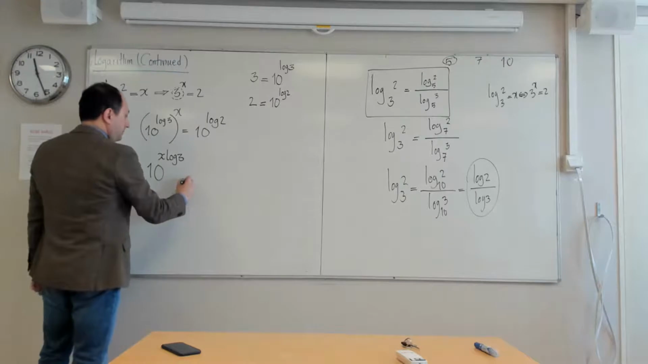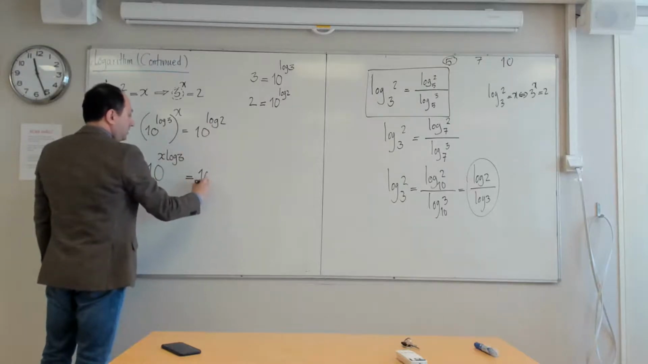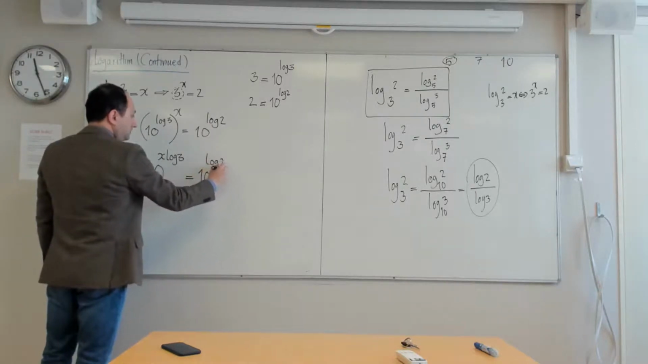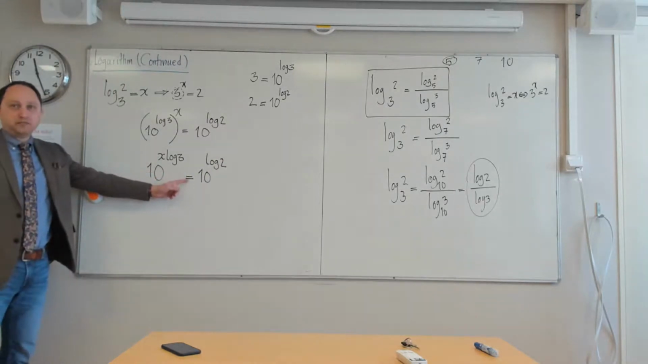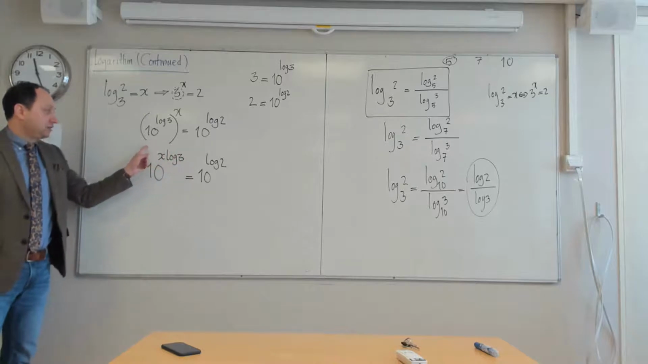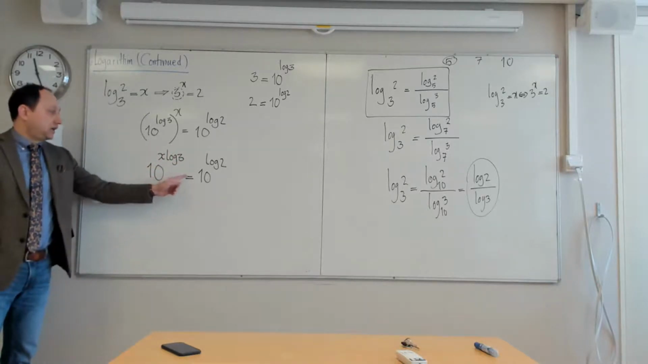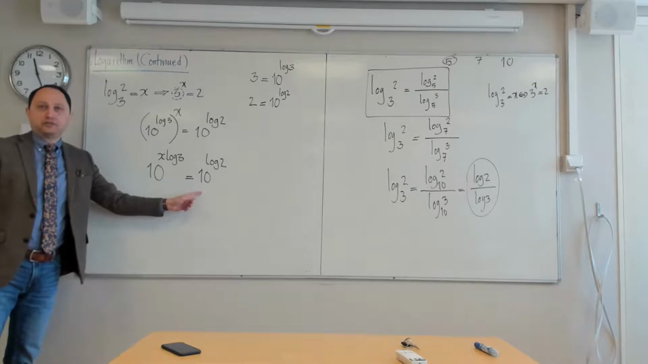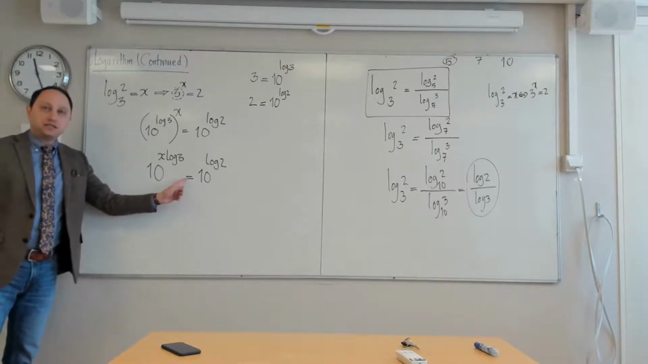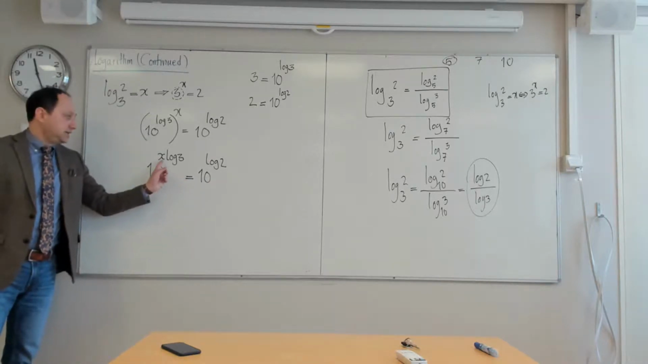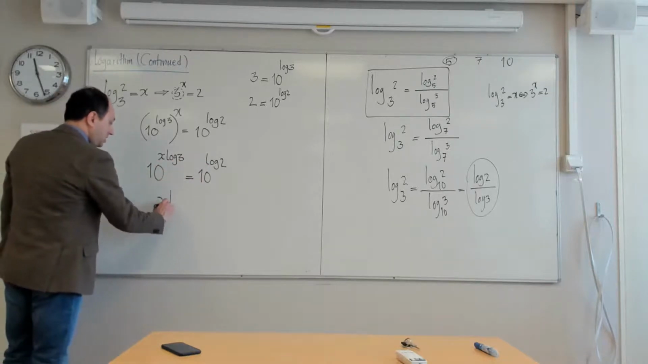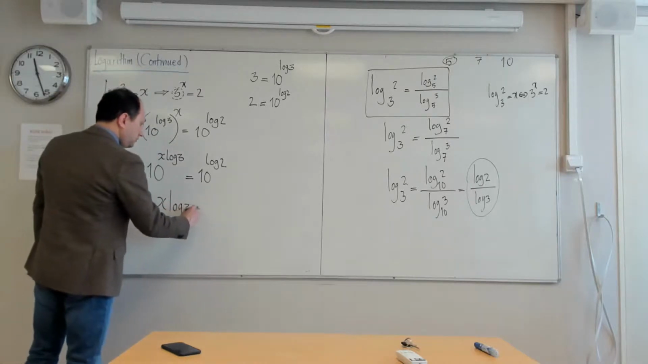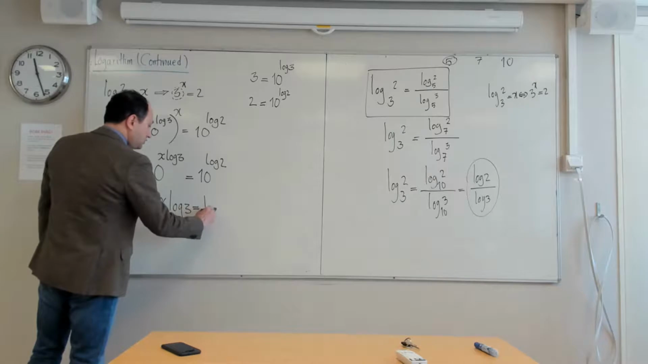is equal to 10 to the power of log of 2. Now I have equality. I have a power of 10 on the left and another power of 10 on the right. This equality cannot hold unless the exponents are the same. So this means that x times log of 3 is equal to log of 2.